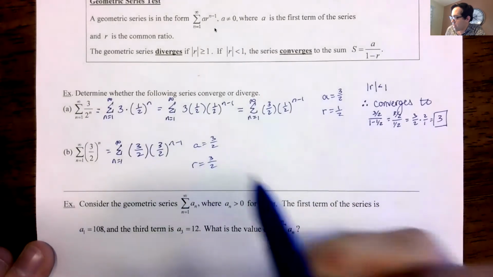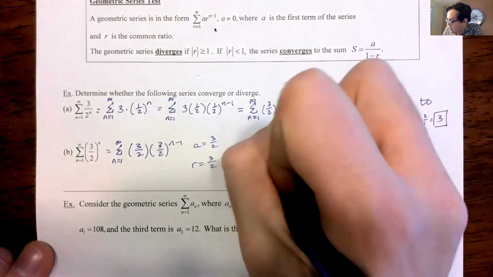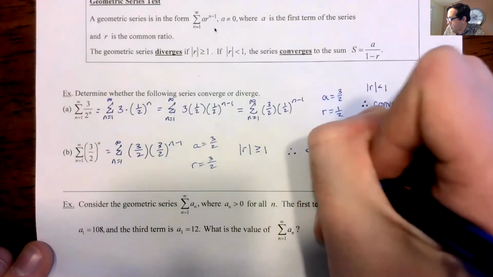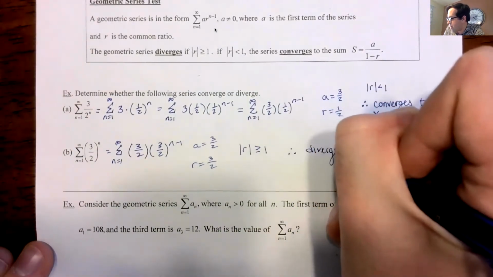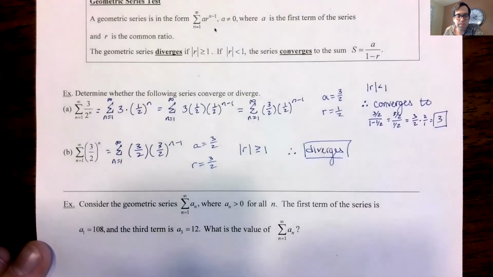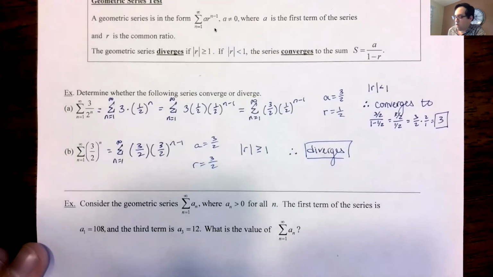Since we're multiplying by a number that's bigger than 1, that means this series diverges. It's not going to have a sum that we can calculate. It adds up to approaching infinity, okay? So there we go. Let's keep going.